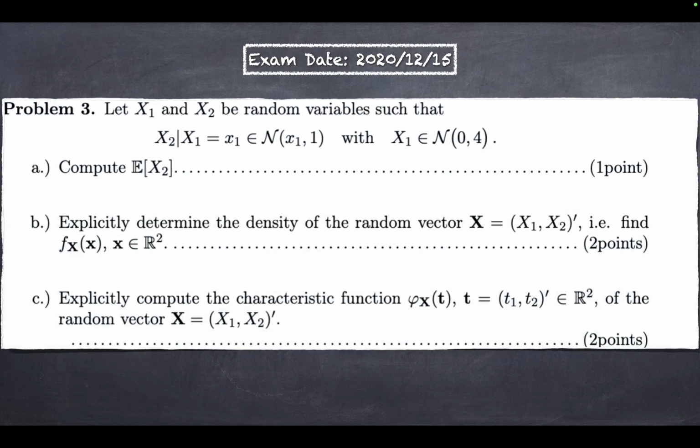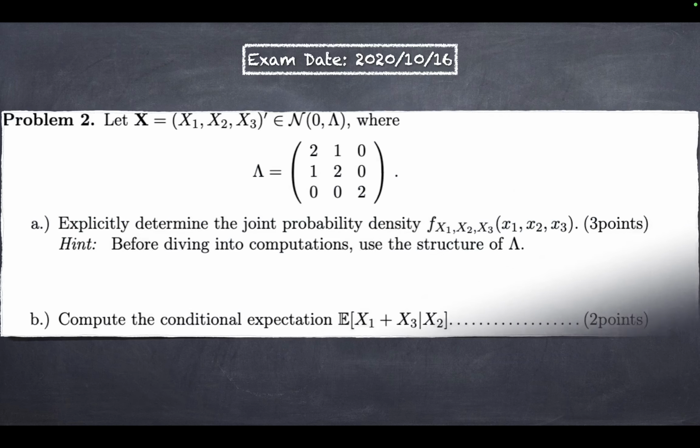Okay, so now let us go to the next one. This is exam 2020, October 16th. As you see on your display, we are given a vector x, which is normally distributed with mean vector 0 and covariance matrix as you see here. Explicitly determine the joint probability density. By explicitly, they mean don't leave it as a vector form. That might be the meaning of explicitly here.